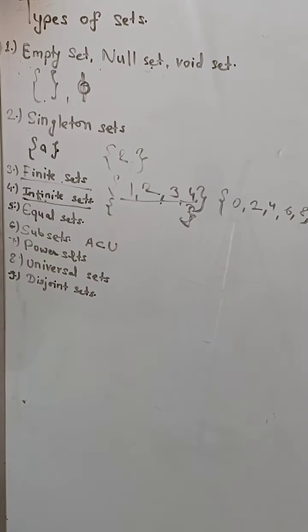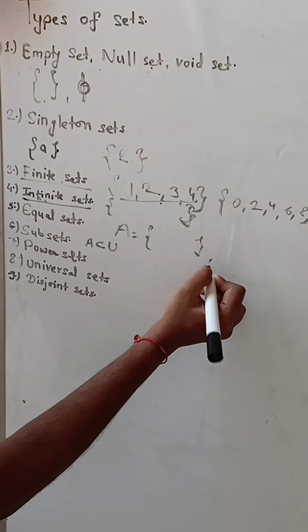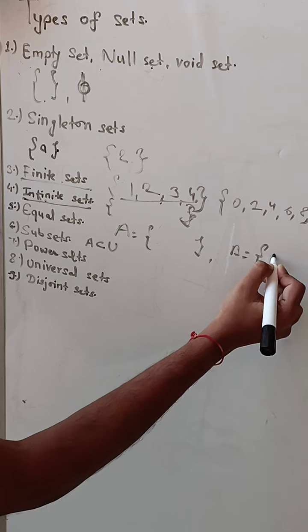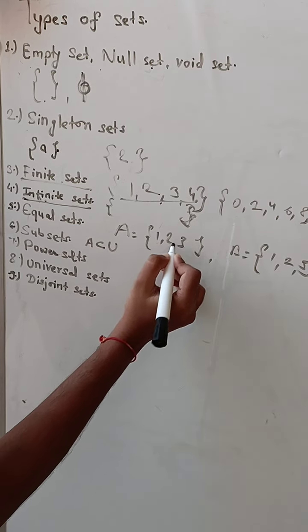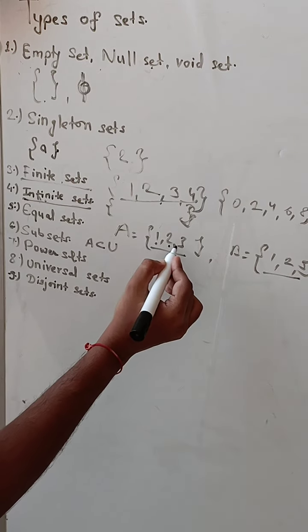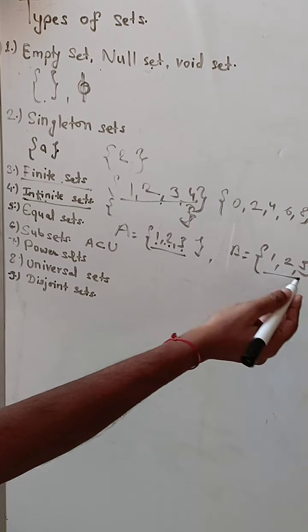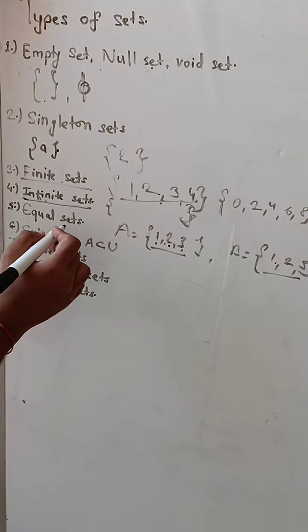And equal sets: two sets are said to be equal if all the elements of set A are also the elements of set B. For example, take set A and set B. A has elements 1, 2, 3, and B also has 1, 2, and 3. So the number of elements should be equal, and exactly the elements should also be equal, like 1, 2, 3 and 1, 2, 3. So these are equal sets.